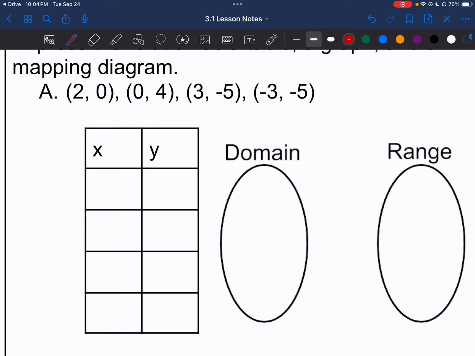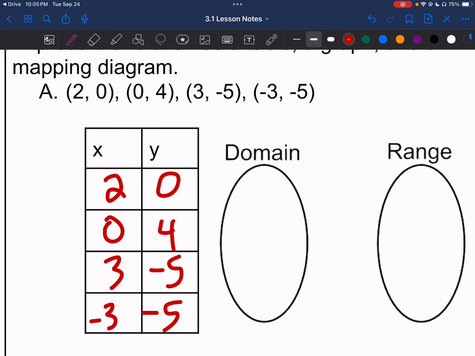So we're going to first represent these as a table of values. And most of the time when you see a table of values, if it's oriented vertically, it'll be x values on the left and y values on the right, which we have indicated here. So we're going to start off with 2 and 0, 0 and 4, 3, -5, and -3, -5.